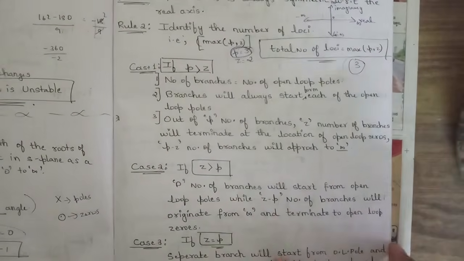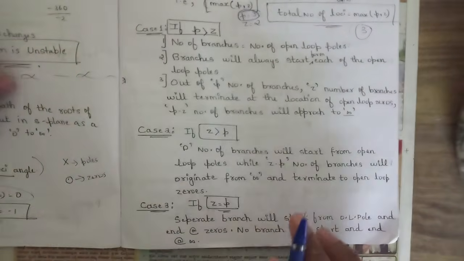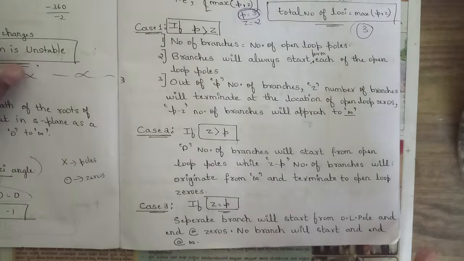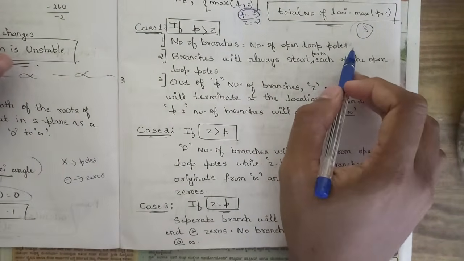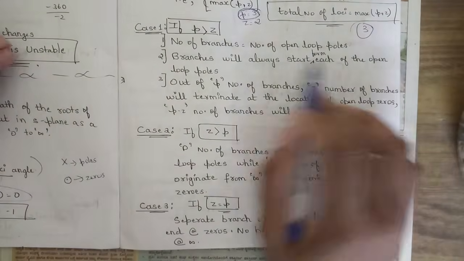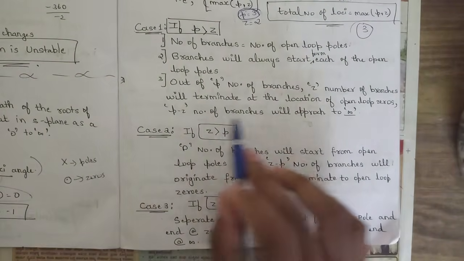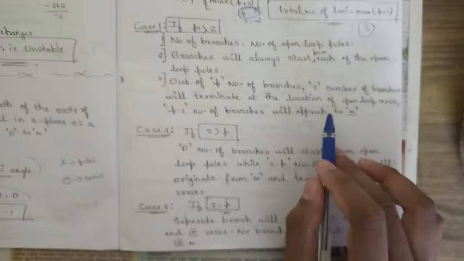For this rule we have a few sub cases which are very important. In rule 2 we have 3 cases. Case 1: if poles are greater than zeros. For a particular transfer function, if there are more poles than zeros, we have a few rules: the number of branches is equal to the number of open loop poles. The branches of the root loci will always start from each of the open loop poles. Out of p branches, z branches will terminate at the location of the open loop zeros, and p minus z branches will approach infinity.